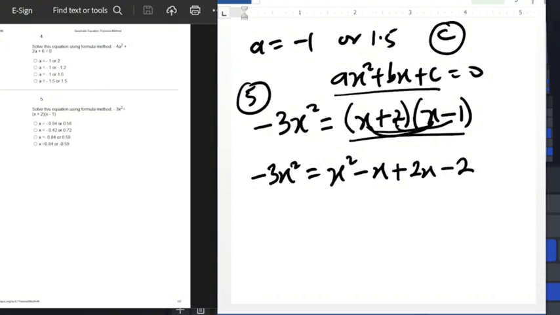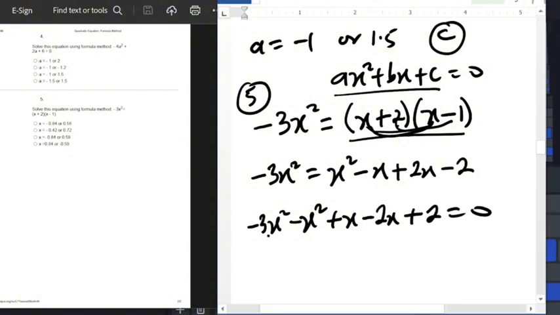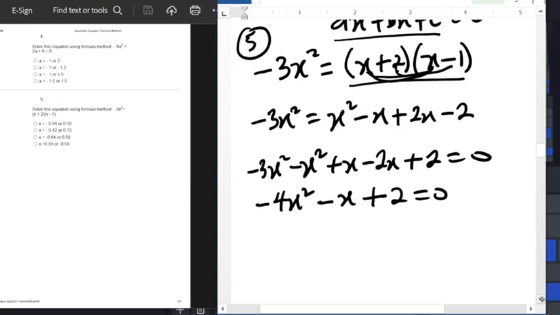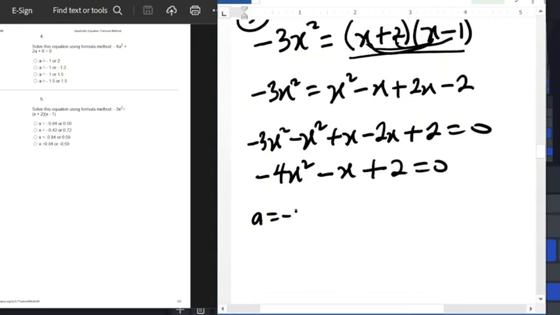minus 2. So let's take everything to the left-hand side. That will be minus 3x squared minus x squared, then plus x minus 2x, then plus 2 equals 0. So minus 3x squared minus x squared gives us minus 4x squared. Plus x minus 2x gives us minus x. Then plus 2 equals 0. So from here we can see that a is minus 4, b is equal to minus 1, and c equals 2. Hope that is very clear.